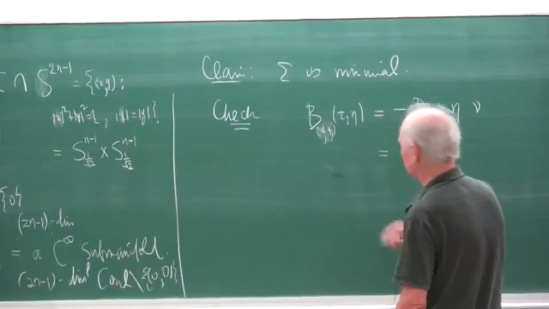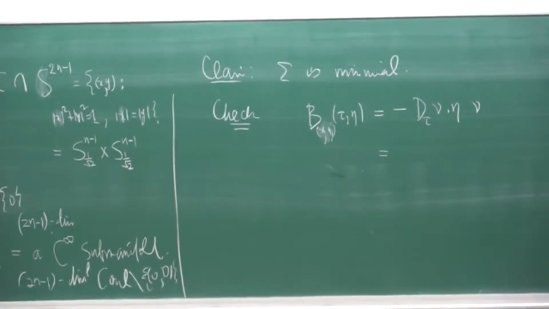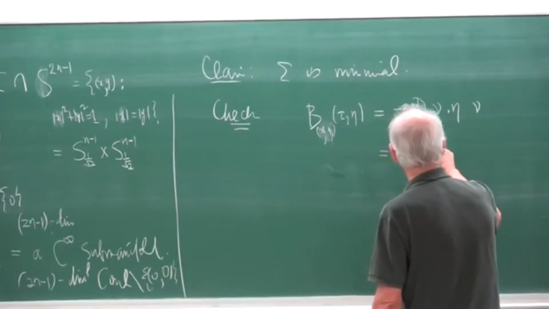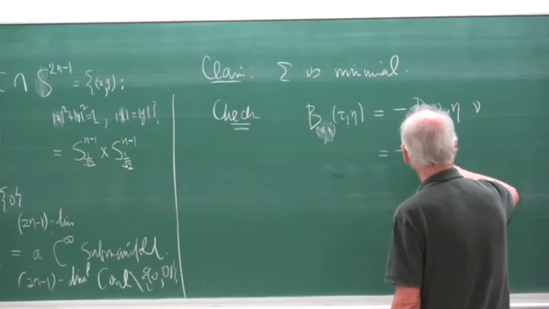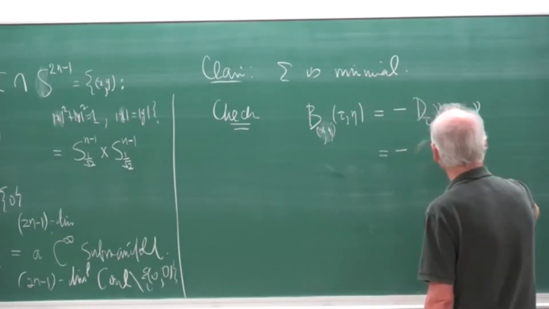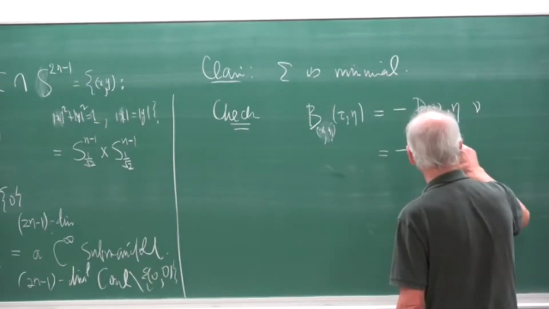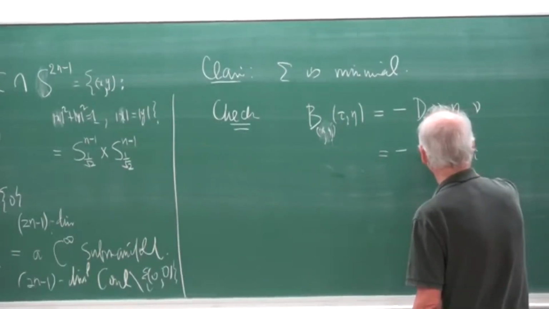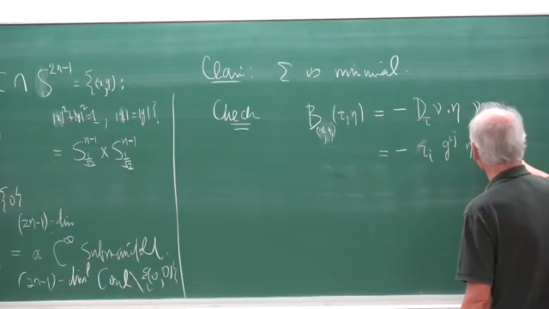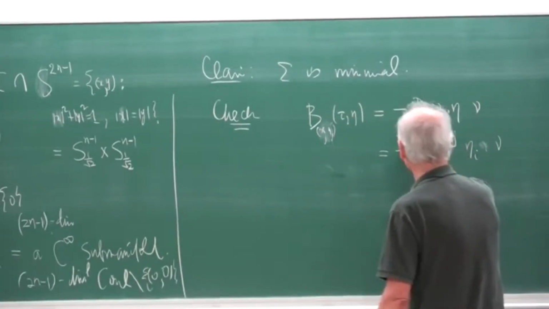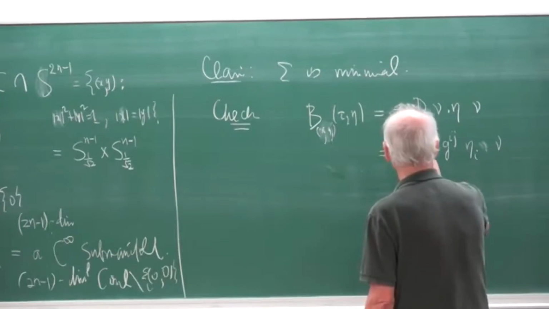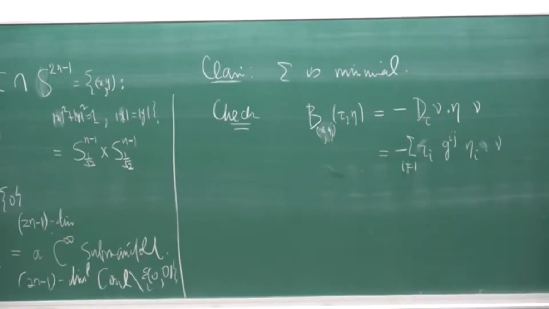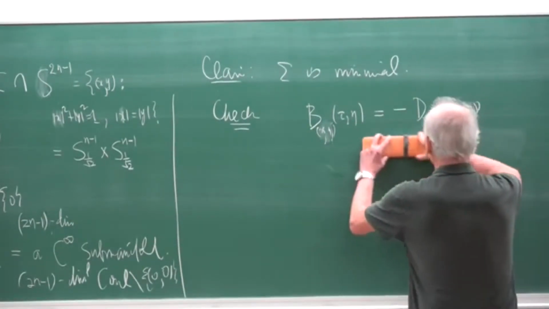Now, if you work this out, I'll leave you to check my calculation here. If you work this out, you'll find that you get the following expression. You get minus the sum tau, let's see, g_ij eta^j tau^i times nu, sum from i, j equals 1 up to L. Yeah, that's not right. Sorry. We need to work this out a little bit more, so let's do it.